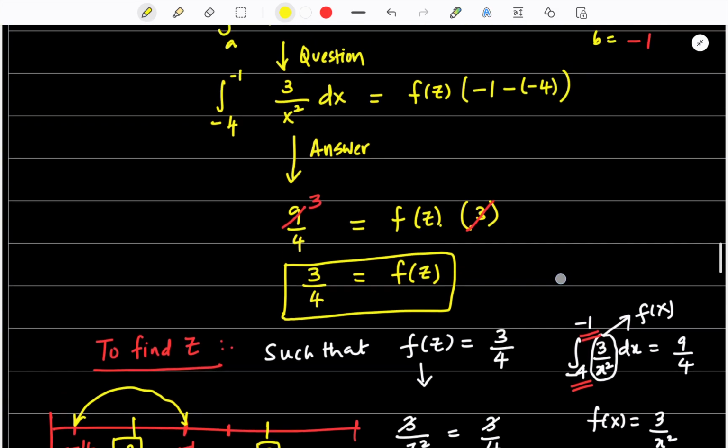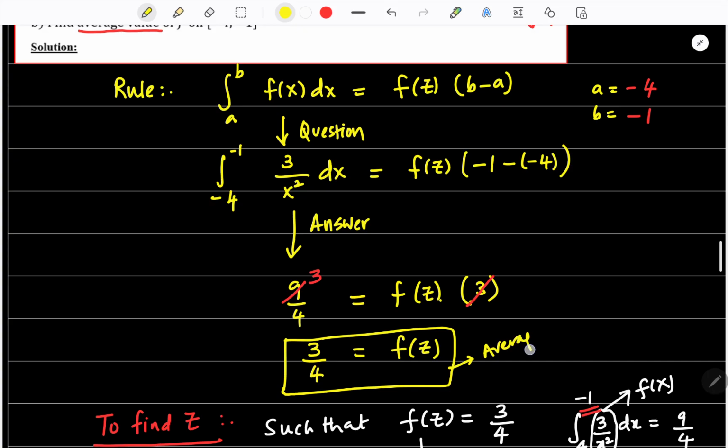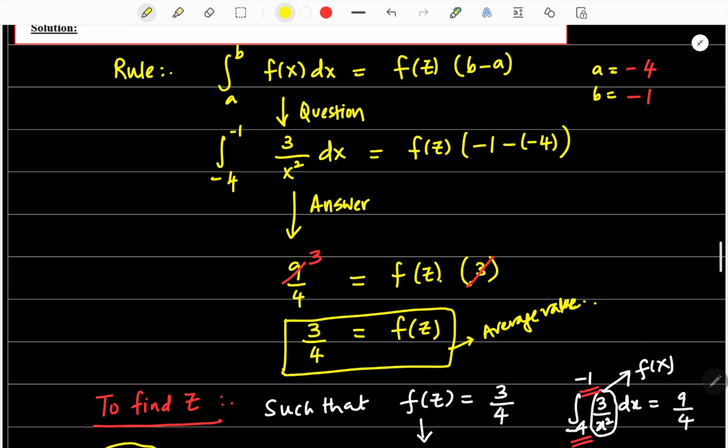Can you see that slowly? Look here. So this is what we calculated, right? The average value, right? So what is that? 1 over b minus a times the integral. This is your average value, which is 3 by 4, right? How, teacher, is this the average value? Let me explain. Look at here.